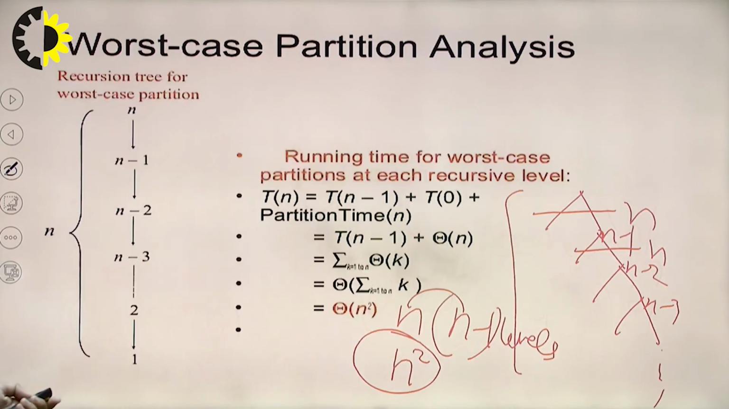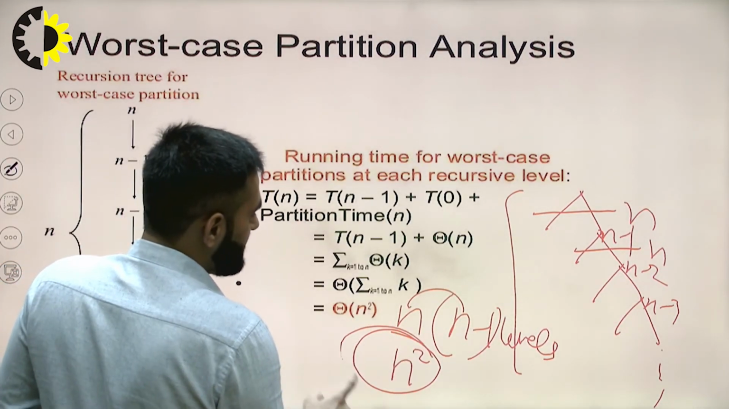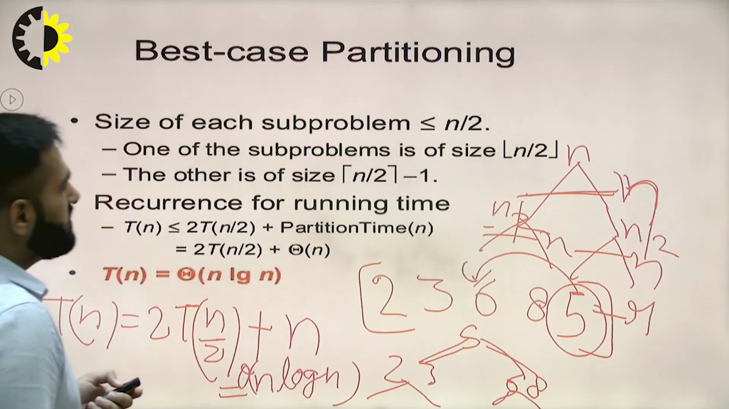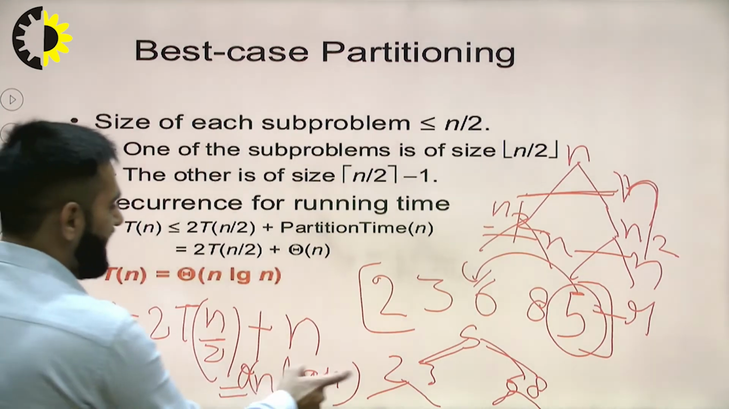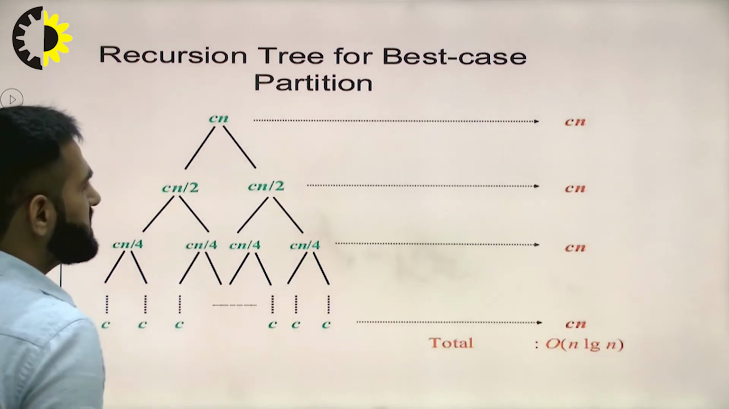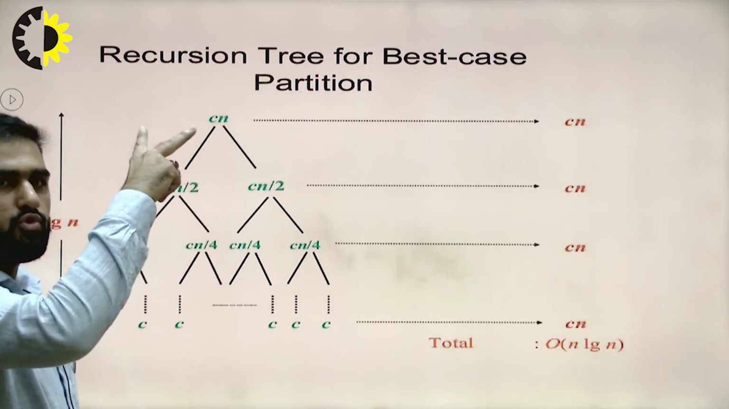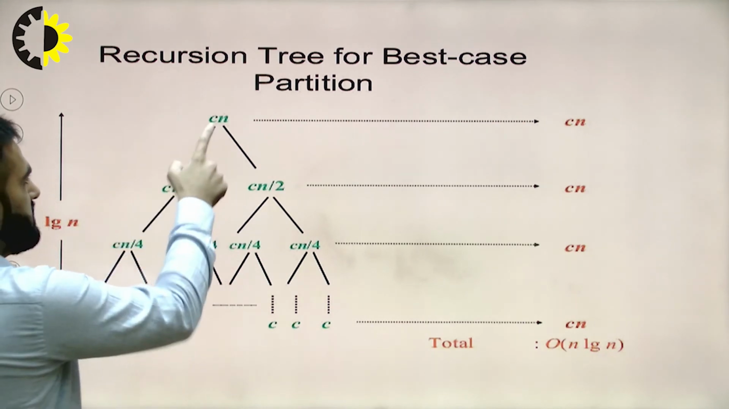So we have seen the worst case partitioning, in which case we have got the complexity n square. In the best case, it is n log n. Now, this is the recursion tree for the best case partitioning, when we have divided the array into two parts of equal size. See this.